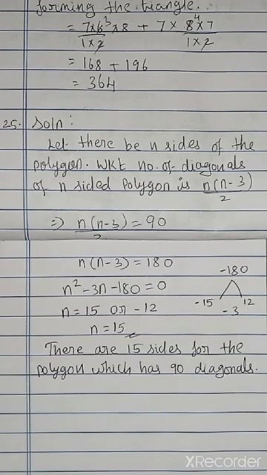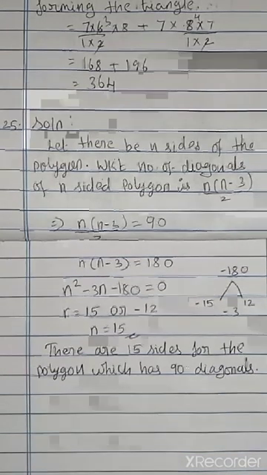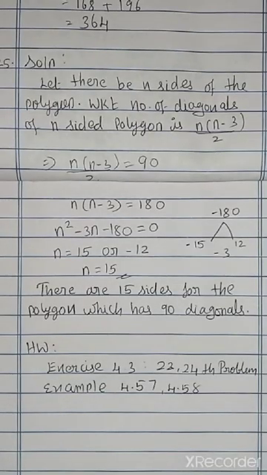So with that we complete our exercise 4.3. Today's homework is exercise 4.3, problem number 22 and 24, example 4.57 and 4.58.